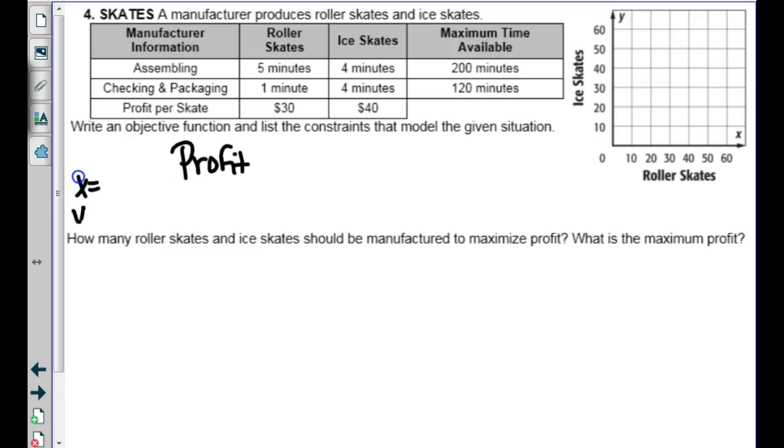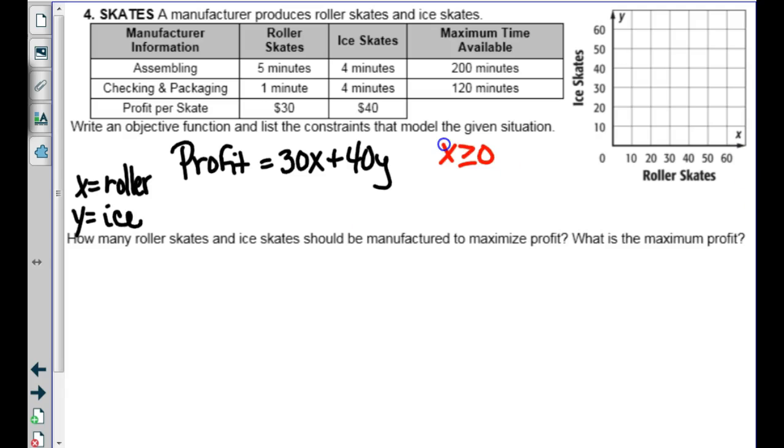What are we making again? Roller and ice. So what do we make for profit, guys? Okay, everybody good? What do we know? Can we have negative of anything? No. So we can't have negatives. And what other 2 constraints do we have?